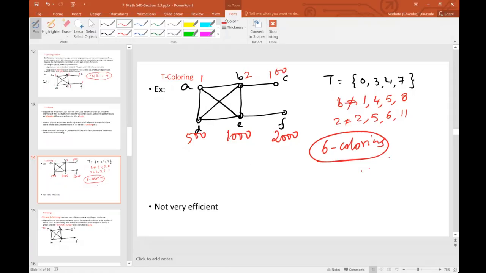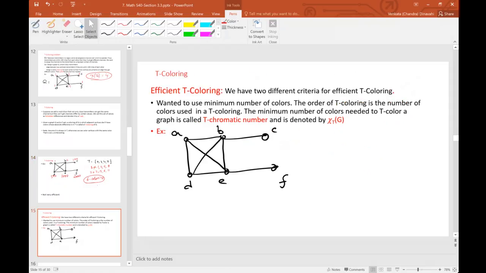So what is the meaning of efficient way of T coloring? One of the ways is, if I can use as few colors as possible, then that is called the T chromatic number. Take the same graph. In this case, I'll call the same T 0, 3, 5, and 7. Now I want to use as few colors as possible. Okay, let us do this. 1, 2. So then this cannot be.